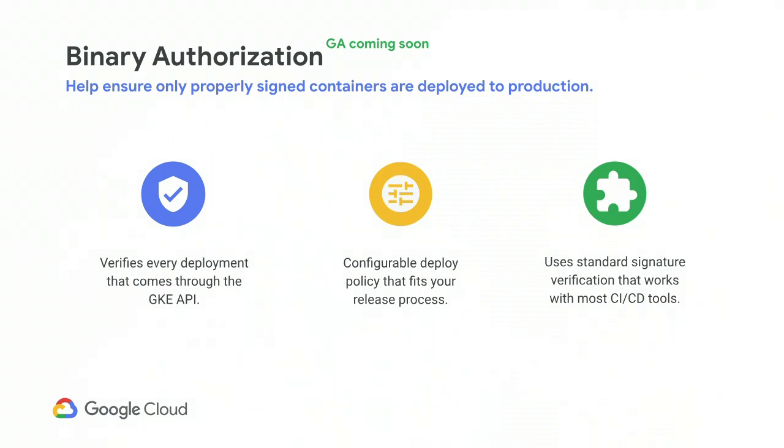So it may mean that something passes a particular security scan. It may mean that images are blessed by QA engineers. It may mean that the image is built by your trusted builder, or all three above. Binary authorization uses standard signature verification, so it can be plugged into your existing CI/CD tools if you don't choose to use the GCP-provided products. It just means that you have to put a signature on the image before it gets deployed.